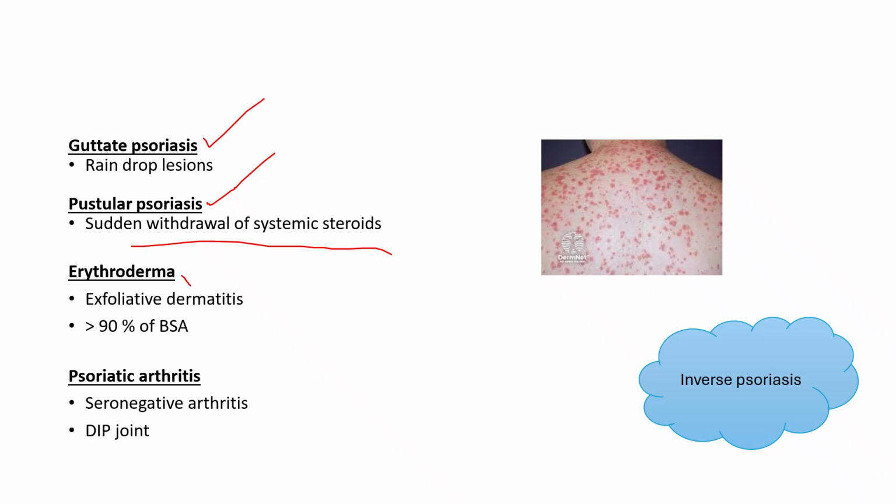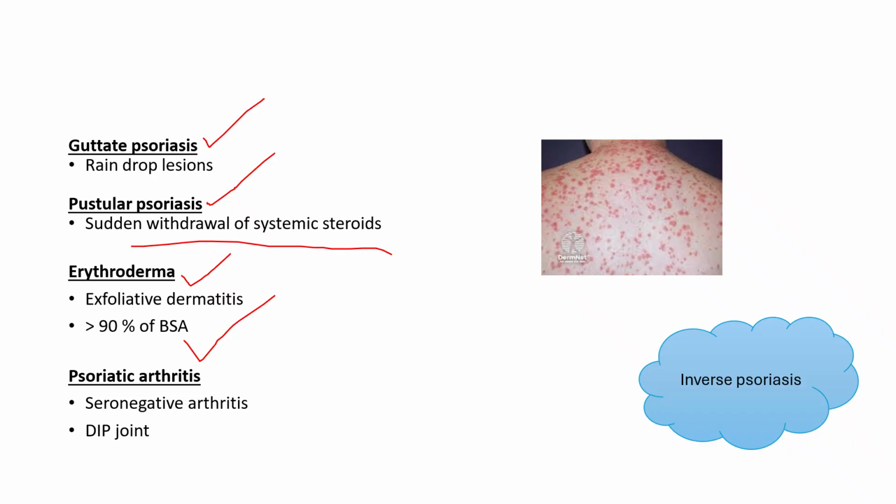Then erythroderma. Erythroderma is not a variant of psoriasis. It is just that one of the major dermatological conditions predisposing to erythroderma is psoriasis. Other than eczema, you have psoriasis which is leading to erythroderma. What does erythroderma mean? It is extensive lesions all throughout the body, involving more than 90% of the body surface area. That is called erythroderma. It is an exfoliative dermatitis.